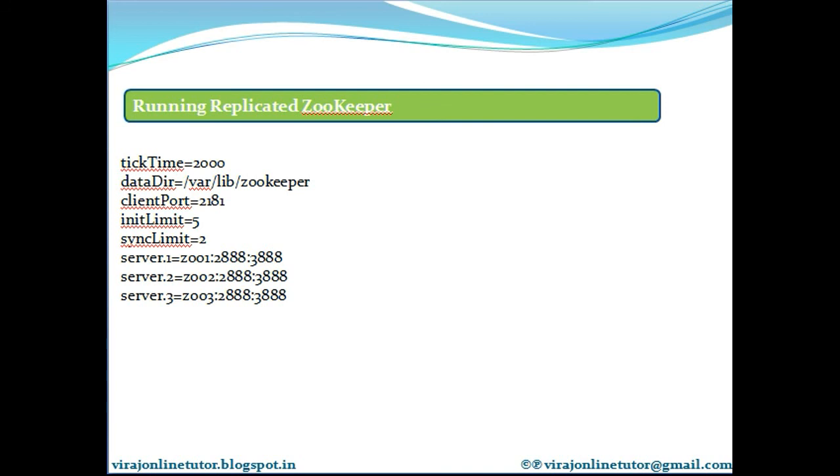And in replicated mode, all servers in the quorum have copies of the same configuration file. The file is similar to the one used in standalone mode, but with very few differences, which I've mentioned in this slide. The configurations that we have discussed before are tick time, data dir, and client port. Remaining configurations are new. So what are those?